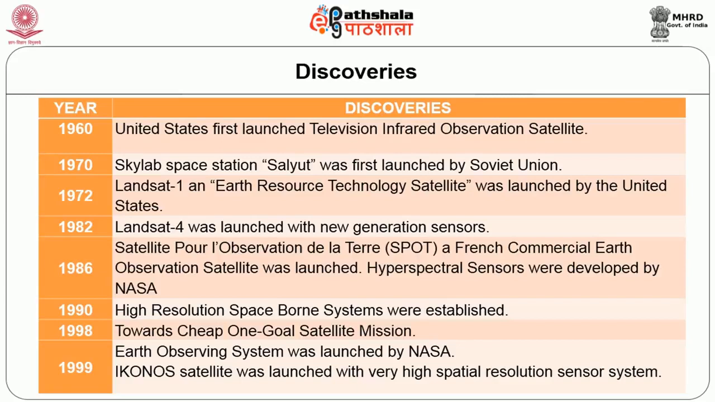In 1982, Landsat-4 was launched with a new generation sensor. And in 1986, Satellite Pour l'Observation de la Terre, called SPOT, a French commercial Earth observation satellite, was launched. And in 1990, a high-resolution spaceborne system was established. In 1998, a cheap one-goal satellite mission was taken into consideration, and it was a very successful mission also. In 1999, the Earth Observing System was launched by NASA, and the Ikonos satellite was launched with very high spatial resolution sensor systems. These are some of the history of remote sensing technology.